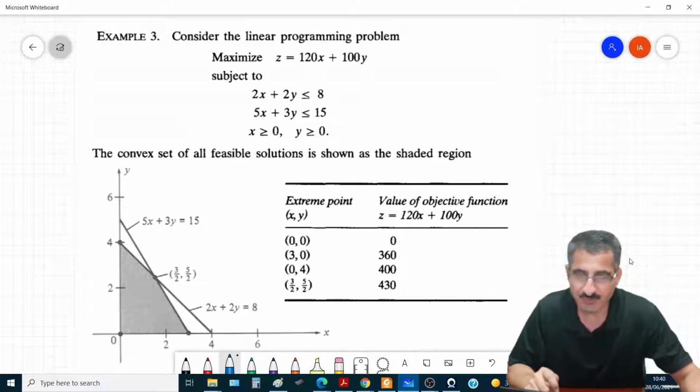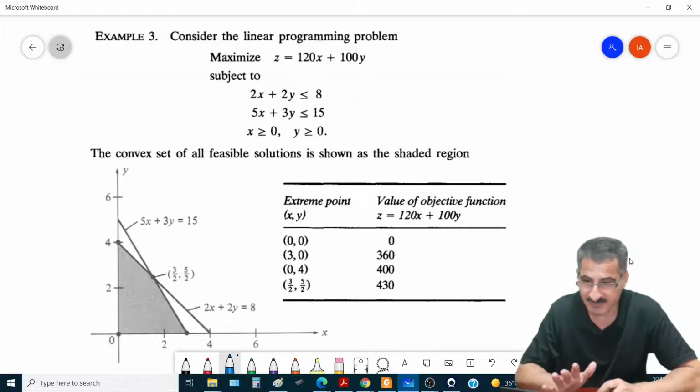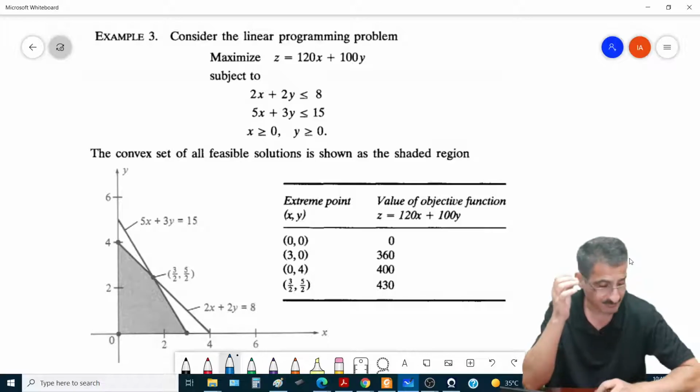Okay, good. Let's go to examples. Consider the linear programming problem. This is the very first problem we have seen in the book, which is about the lumber mill producing the finished grade boards and the construction boards, right? X was for the finished grade board, Y was for the number of construction boards.